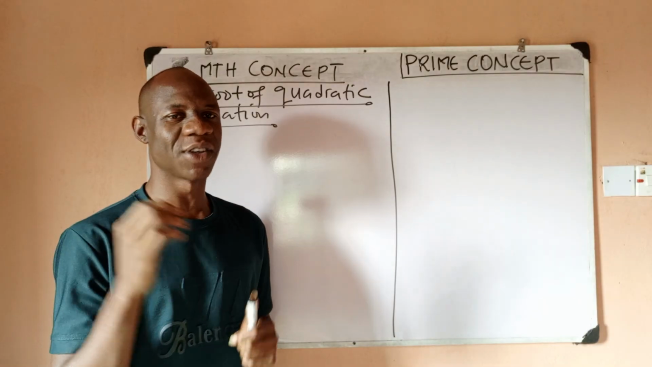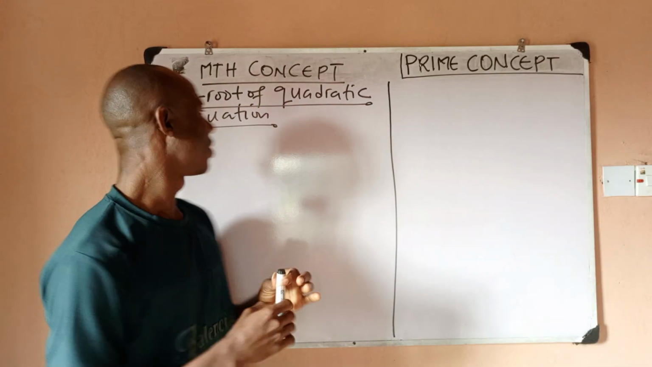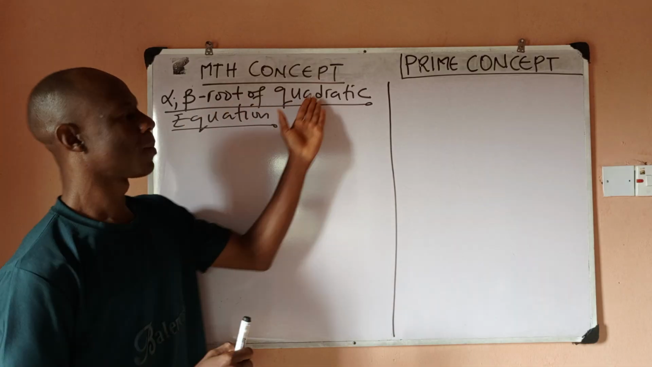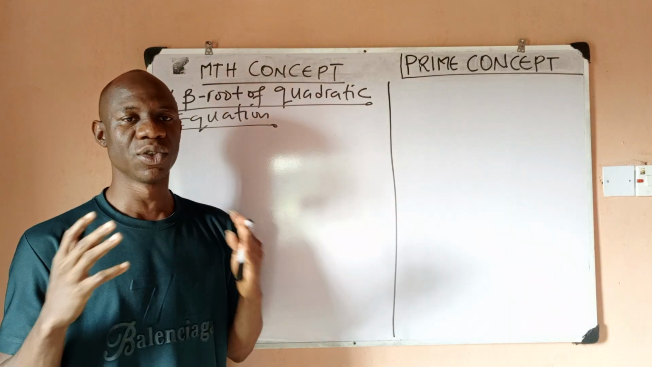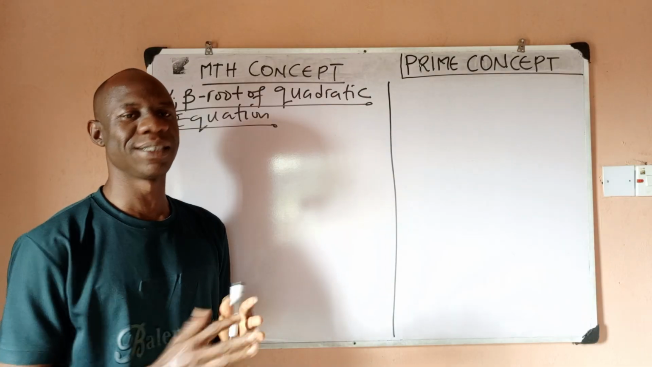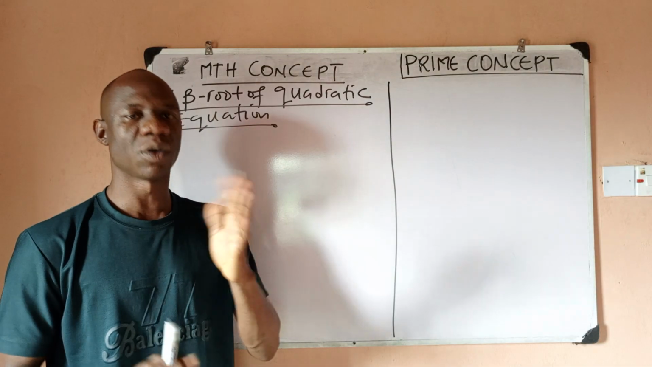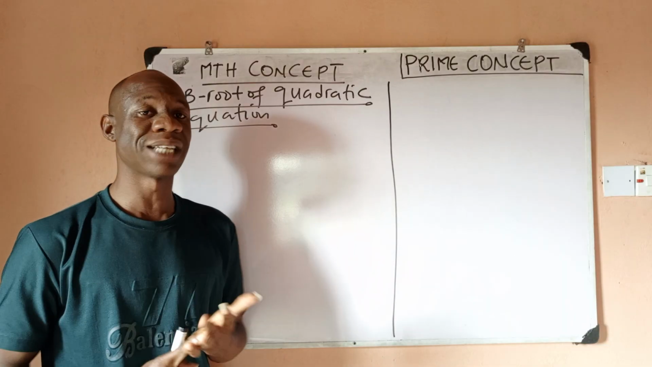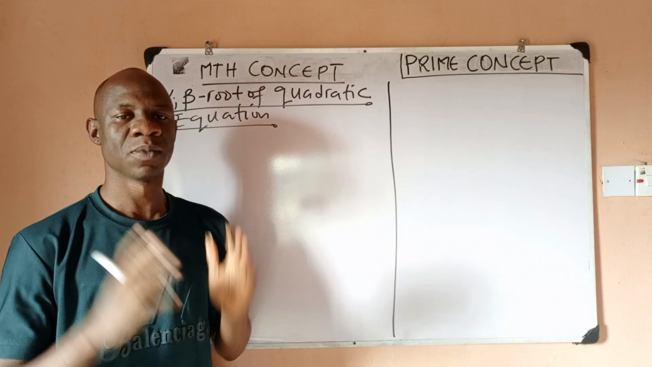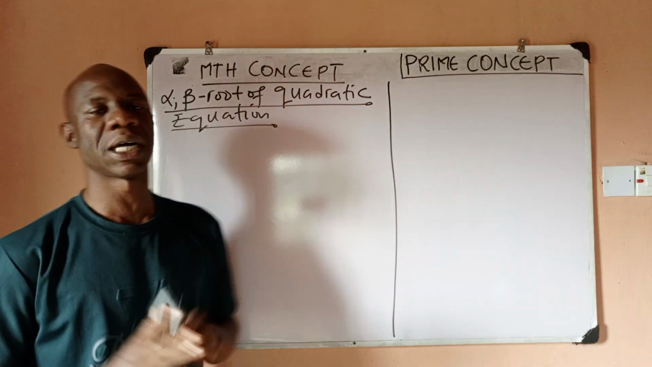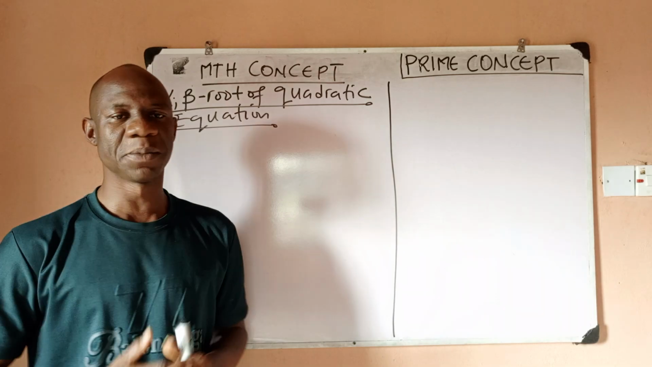In this video, I want to consider another aspect of the quadratic equation, which we know as alpha beta roots of quadratic equation. In our previous videos, we have introduced quadratic equation, explained in details the concept of quadratic and how to solve quadratic equations. We have looked at the different types of roots quadratic equation can have. In this video, I want to consider alpha and beta roots of quadratic equation, a very important aspect.